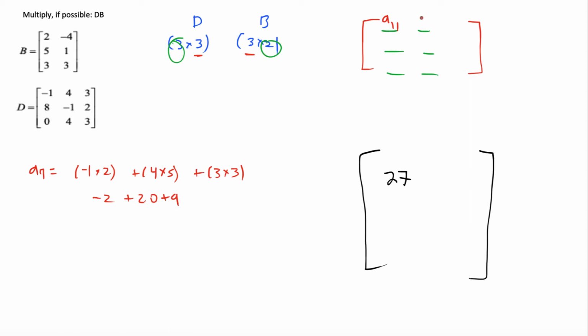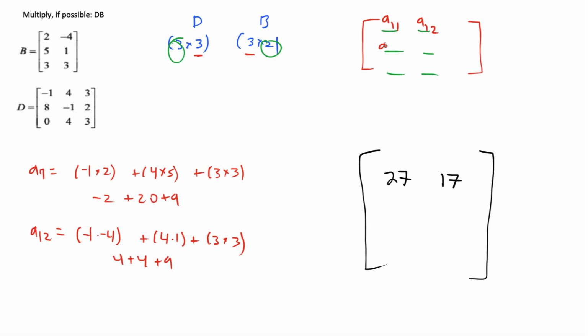And what about this one here, A12, first row, second column? What does that mean? It means we need the first row of D. Remember, D comes first. The first row of D and the second column of B. So A12 should be what? We need -1 times -4. We need 4 times 1, and then 3 times 3 here. So 4 plus 4 plus 9 gives us a positive 17. So this entry should be positive 17.